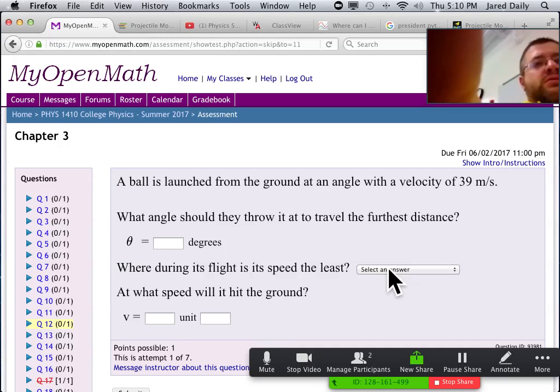Okay. Right? And then, at what speed will it hit the ground? Remember the symmetry. If it's launched from the ground and it hits the ground, what's the symmetry with the velocities? Do I need to go negative? It's the same speed. Remember, speed doesn't have a negative or positive. Only velocity does. So it's just the same speed, but in a different direction.